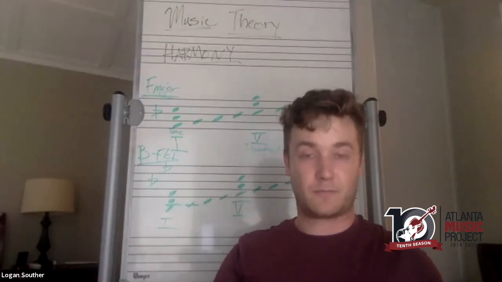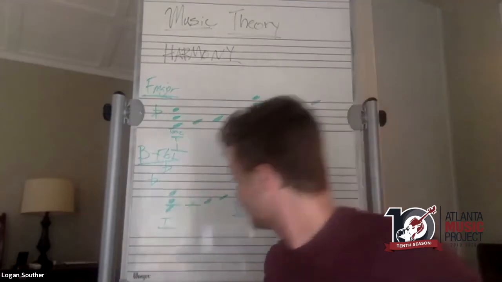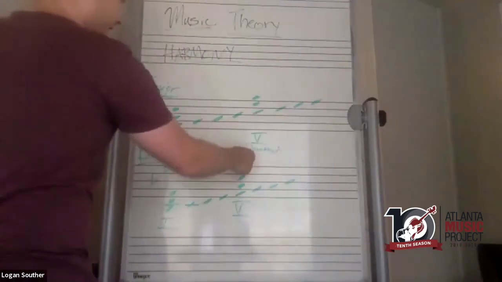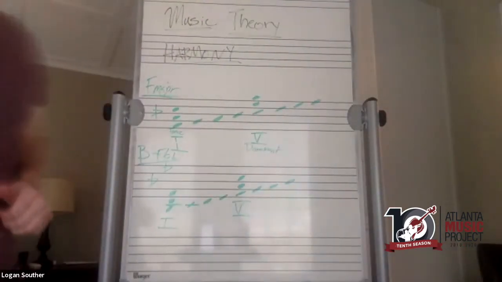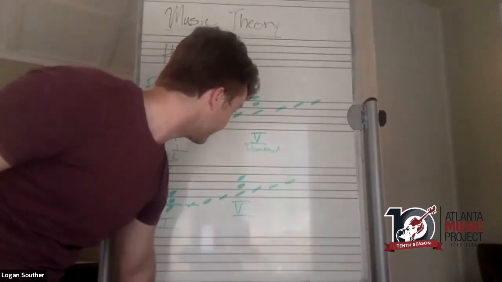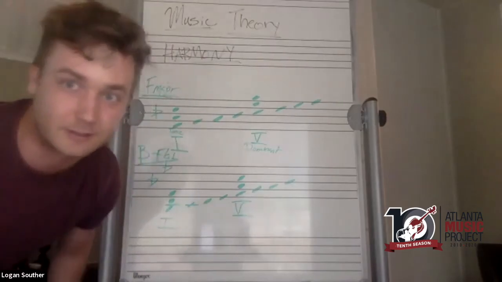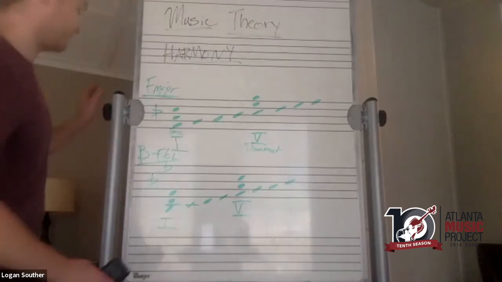5. Back to 1. 1, 5, 1. So there's tonic and dominant. So when you put 1, 5, 1 together, that makes what we call a progression. It's like a little sentence for music. It's a musical sentence. All right.